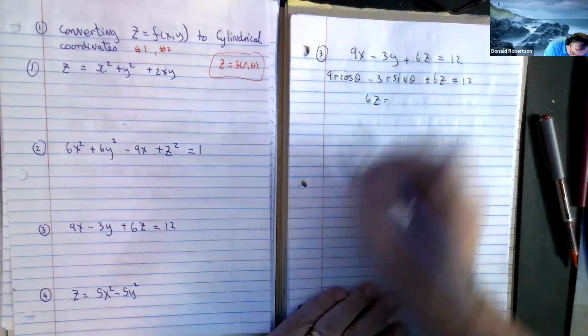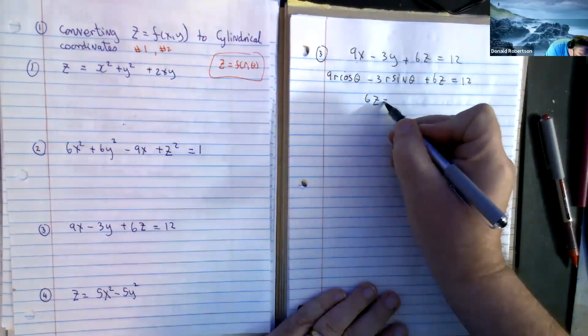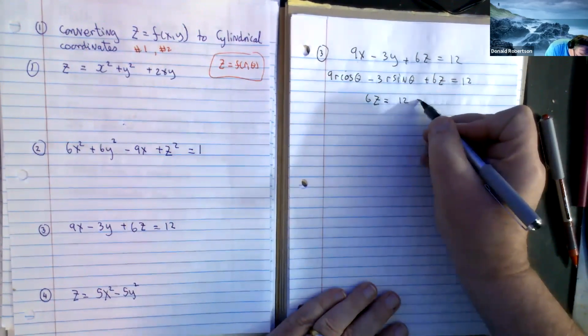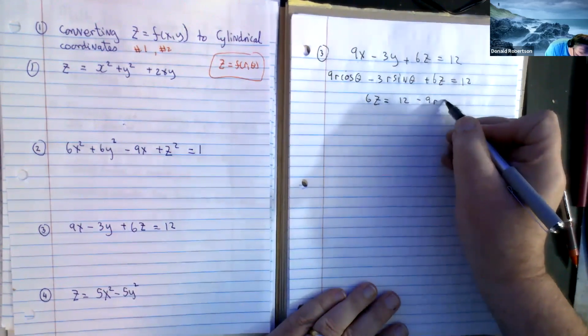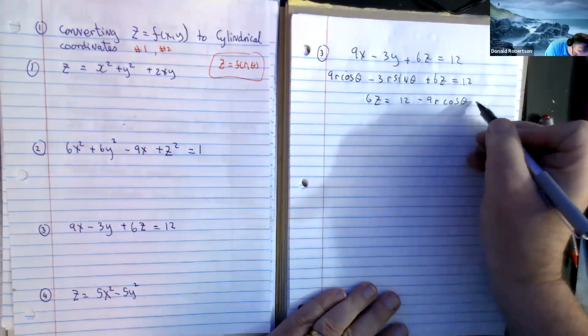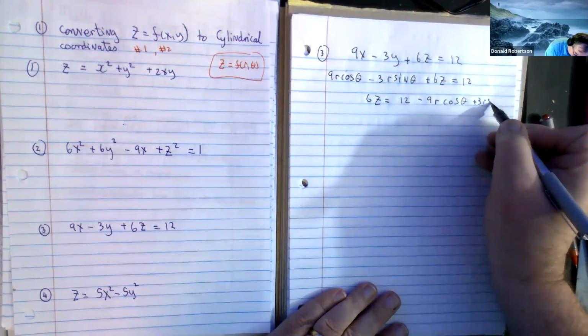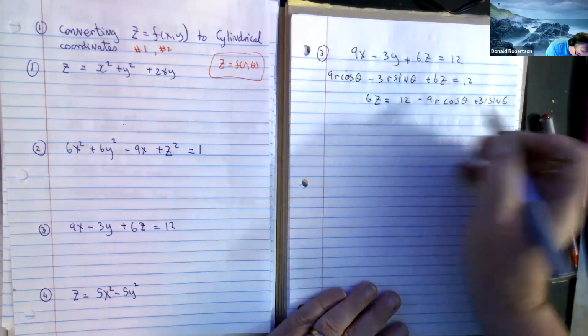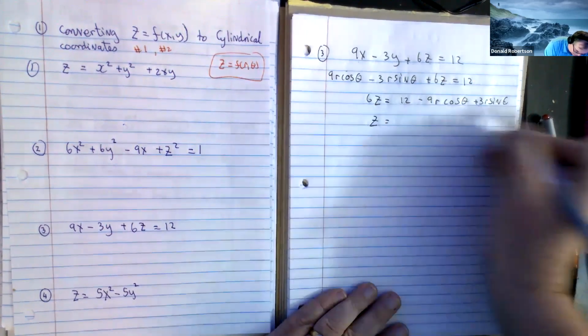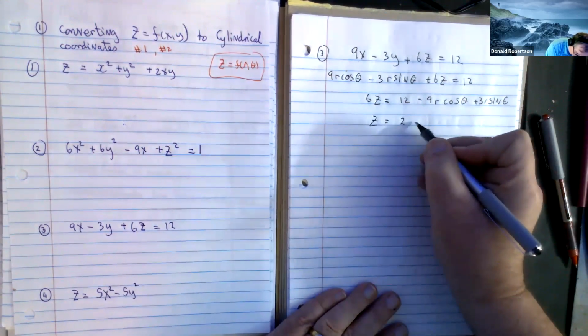Well, nothing to combine or do that's much use there, so I won't bother. And what I will do is subtract that from both sides and add this to both sides. And divide everybody by 6.